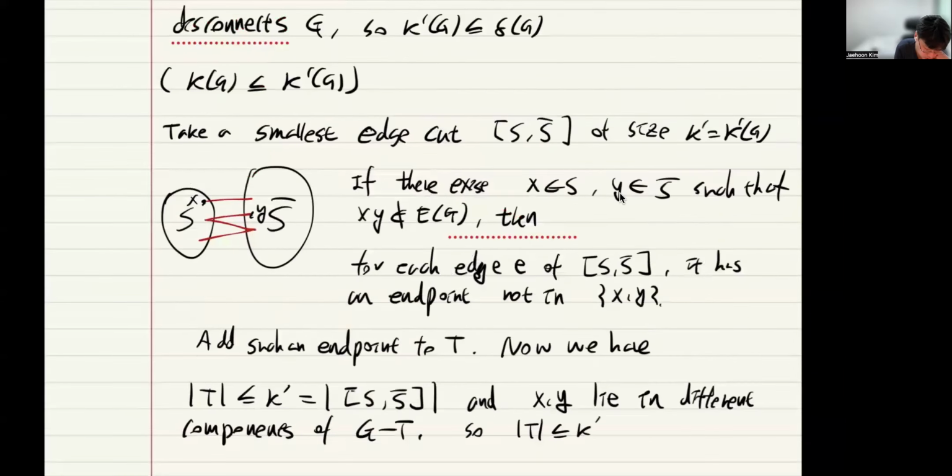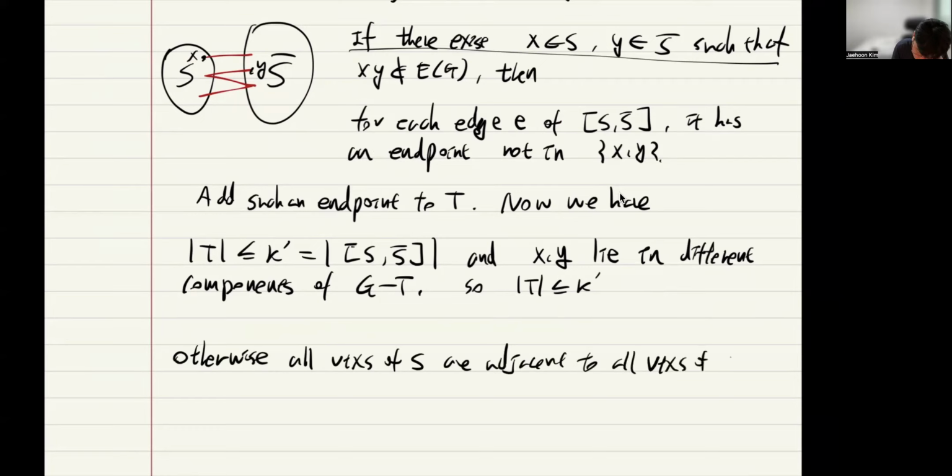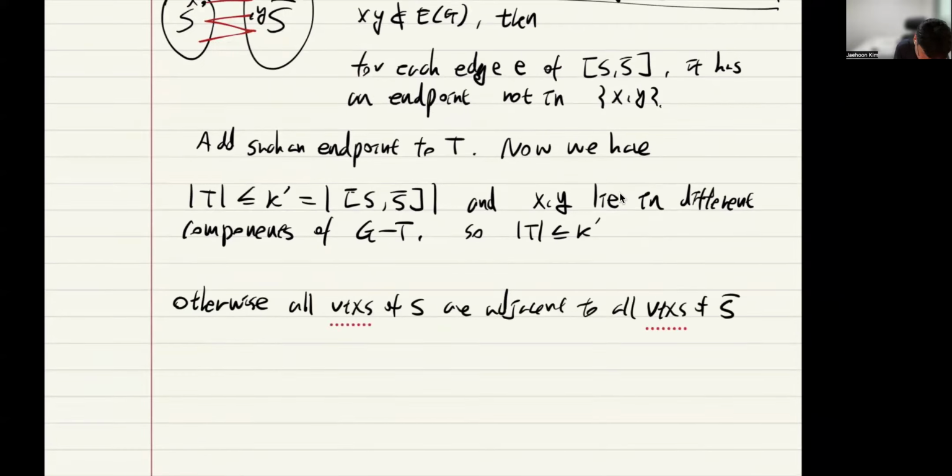We want to show that every vertex cut has size at most this, but we assumed the existence of such an X and Y. What if not? Otherwise, all vertices of S are adjacent to all vertices of S complement, then what? K prime is the same as the edges between them. Okay, it could be a multigraph, so it's at least size of S times size of the complement.